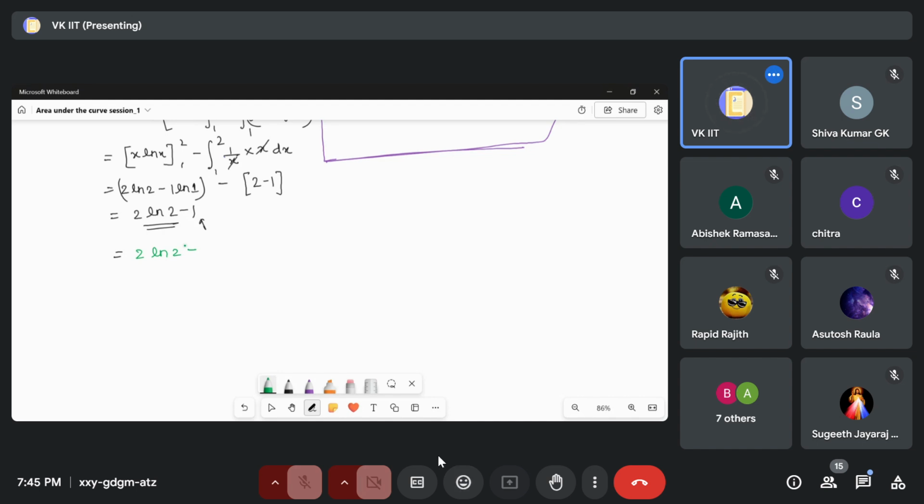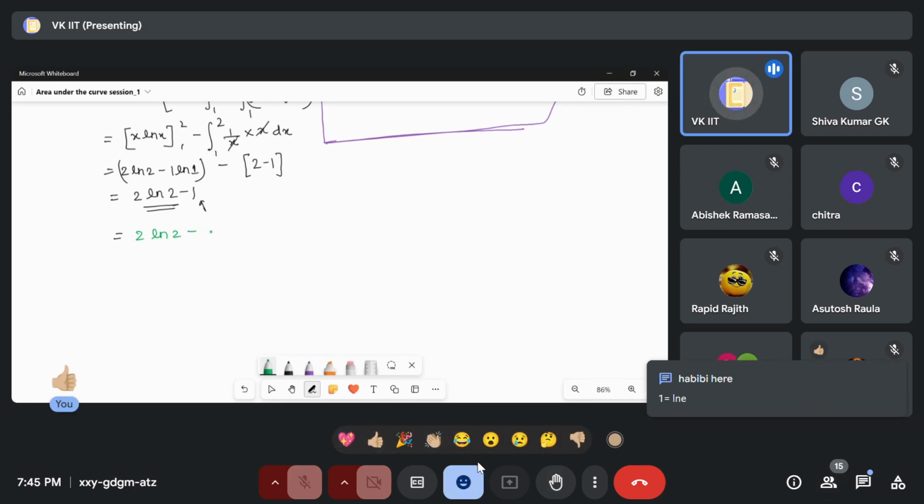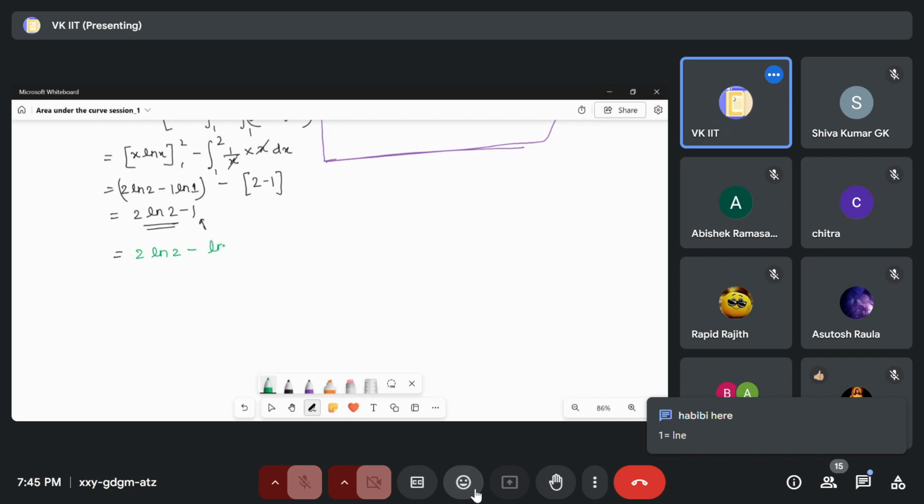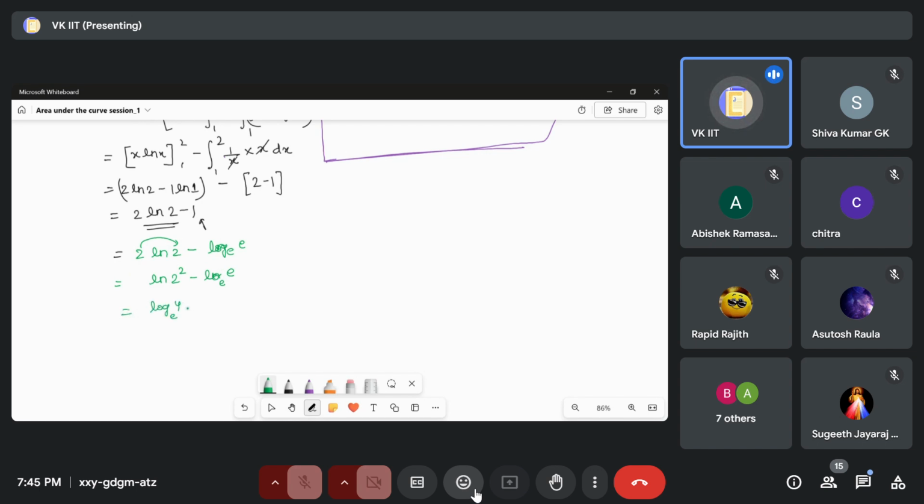Am I audible? Okay. Sometimes this one can be considered as ln of e to the base e. Yes or no? Right? e to the base e. And this 2 can also be taken in the power. So ln 2 to the power 2 minus ln e to the base e. Sorry, log, not ln. This time you can say log. So it will become log of 4 to the base e minus log of e to the base e.